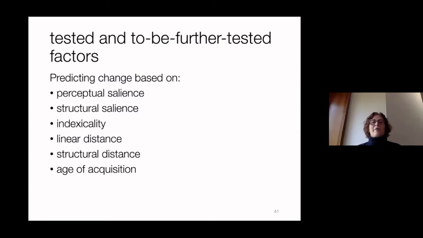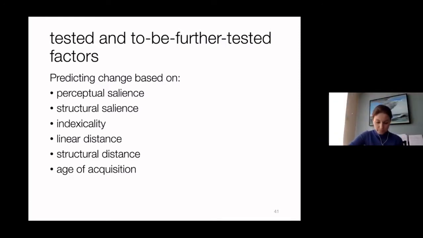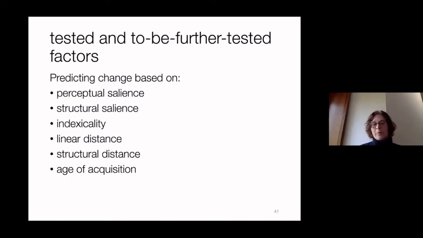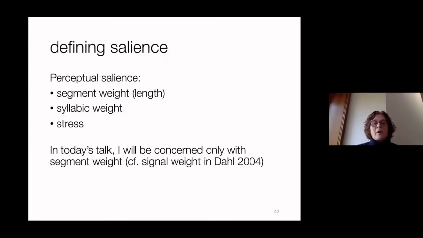And so the factors which have been proposed and which also need to be tested further include such things as perceptual salience, structural salience, indexicality, linear and structural distance, and age of acquisition. I probably won't be able to get to age of acquisition, but I will do my best to cover the other factors which are here.